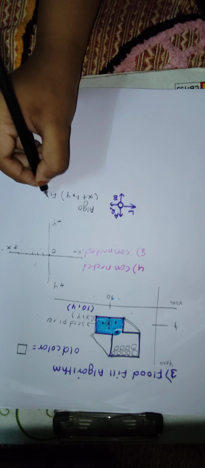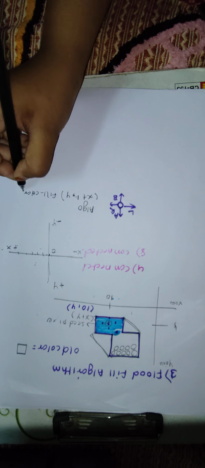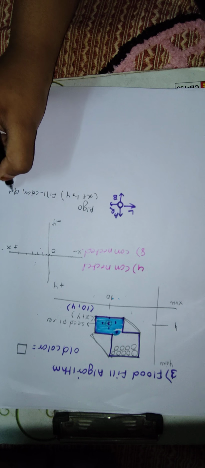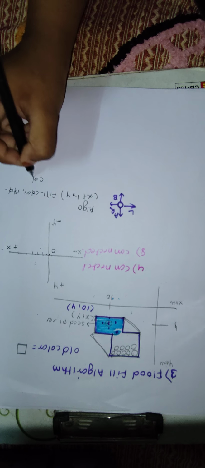Now fill color and old color. What is the actual meaning of this? Because old color is white, we are providing the old color a new color, that is the fill color. We are providing the new color as sky blue. So pixel by pixel, going from left side to right side, x will be increasing and y must stay constant.